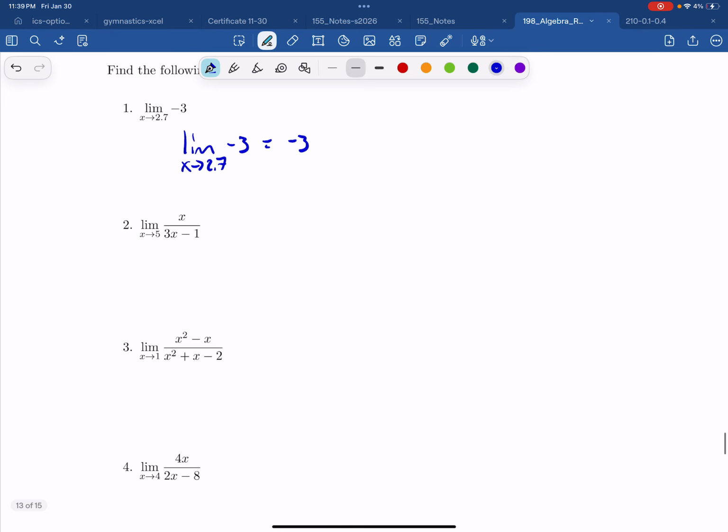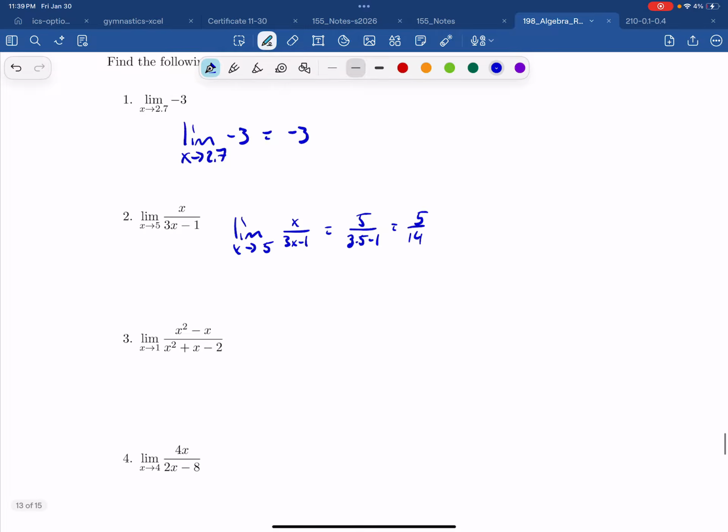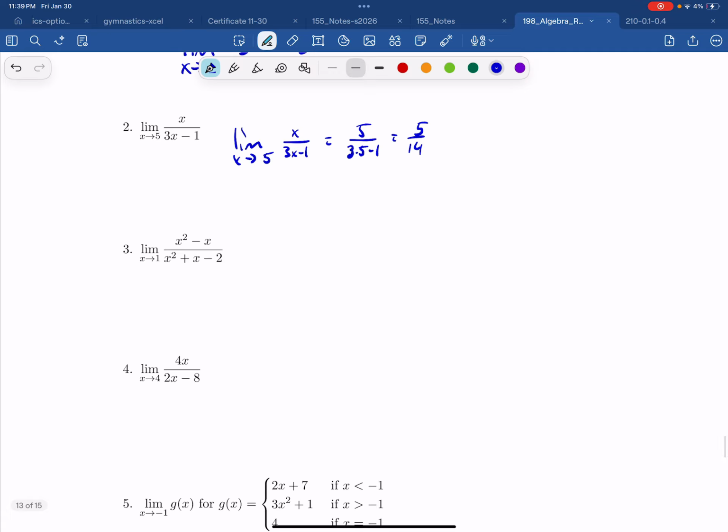Next order of business, in this situation, this is just a straightforward one because we can just plug in 5 and we get 5/14. No problem. Here's where we need to bust out a little bit of technique, right? Here's where we have a situation where if we plug in x equals 1, what's going to happen? Well, it looks like we're going to get 0 in the top and 0 in the bottom.